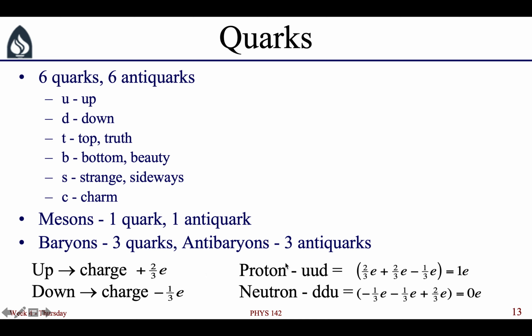So since a proton is made of 2 up quarks and a down quark, it has a total charge of 2/3 plus 2/3 minus 1/3, a sum of 1 fundamental unit of charge. The neutron, on the other hand, is made of 2 down quarks and an up quark. So it has minus 1/3 plus minus 1/3 the fundamental unit of charge plus 2/3 the fundamental unit of charge, which sums to a total of 0 fundamental units of charge. So the neutron is neutral.